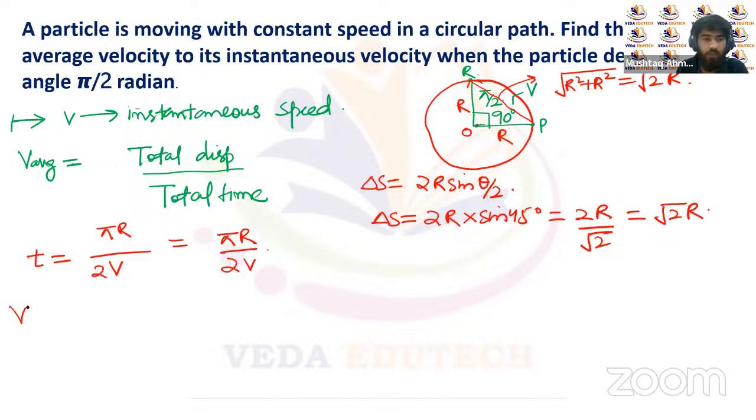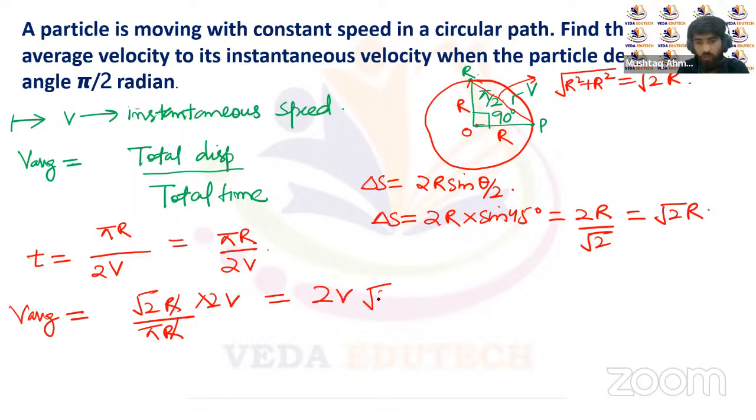Now calculating the average velocity: it will be equal to total displacement, that's root 2r, upon pi r, multiplied by 2v. So r will get cancelled. We'll be left with the average velocity 2v root 2 upon pi. You can write it as 2 root 2 v upon pi. This will be the average velocity.